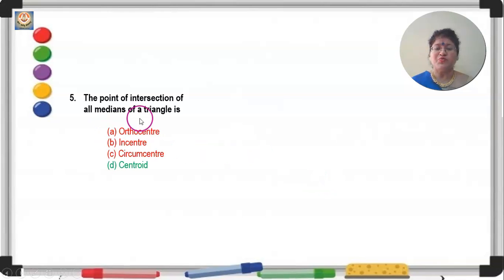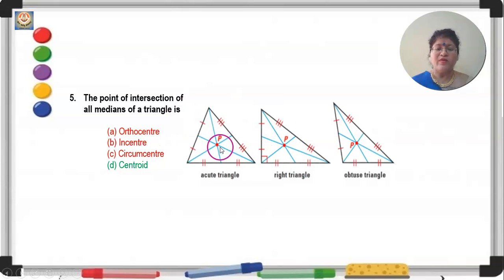The point of intersection of all medians of a triangle is called the centroid of the triangle. Now here we have an acute angle triangle, a right angle triangle, and an obtuse angle triangle. In this acute angle triangle, if you can see, the three medians meet at point P. Similarly, here the point of intersection is P, and here also the point of intersection is P. These are the medians of the triangle, and the point at which they meet is called the centroid. So this is the centroid, this is the centroid of the right angle triangle, and this is also the centroid of the obtuse angle triangle.